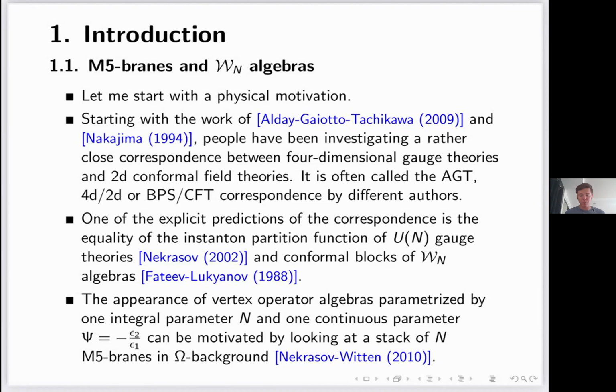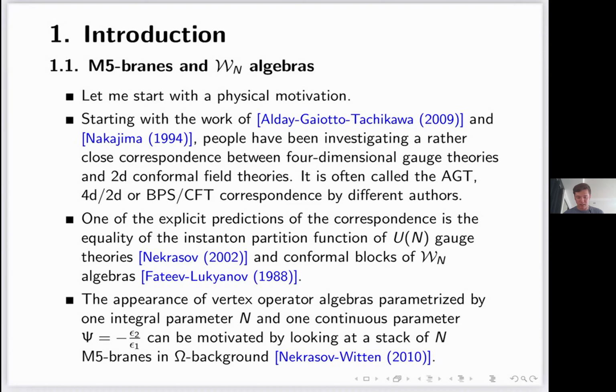Starting with the work of physicists Alday, Gaiotto and Tachikawa, and mathematician Hiraku Nakajima, people have been investigating a rather close correspondence between four-dimensional gauge theories and two-dimensional conformal field theories. This is a rather rich subject that is often called the AGT correspondence, or 4D 2D correspondence, or BPS/CFT correspondence, depending on the authors. But all those are basically more or less the same things.